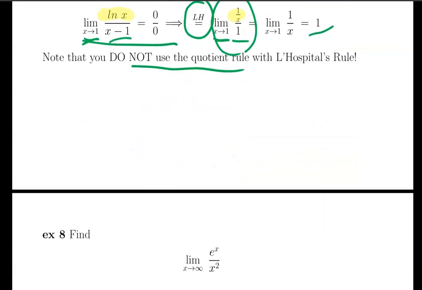Let's take a look at this particular limit, right? What happens to the top? As x gets very large, the top gets very large. As x gets very large, the bottom does as well. So this is a candidate for L'Hopital's. It is an indeterminate form.